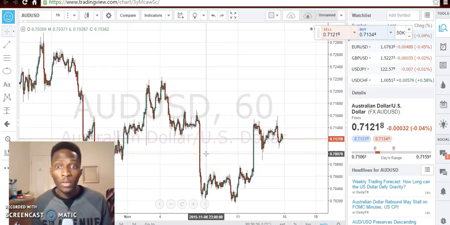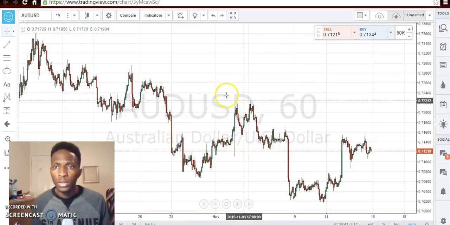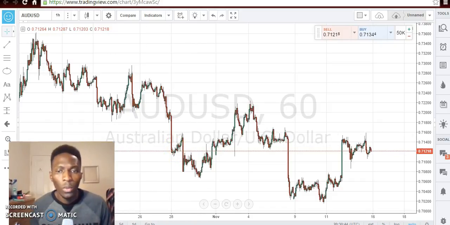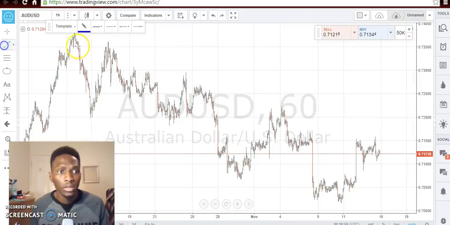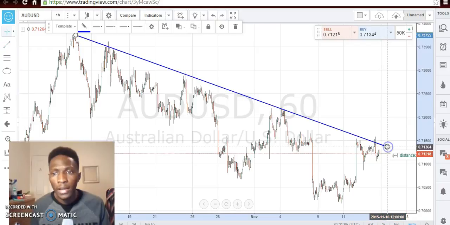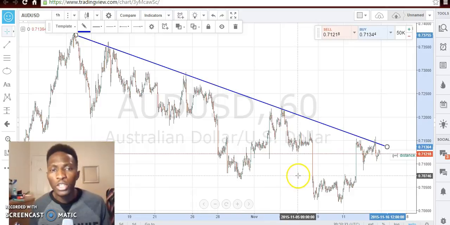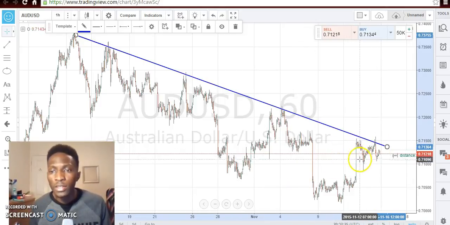So let's head over to the charts, and I'm going to show you guys the technical reasons why I'm shorting this pair. So I'm looking at the Aussie dollar on the 1 hour chart, and the first thing I'm going to do is draw up a trend line. So you can see that we've got a trend line resistance on this pair. Okay, I'm not really a trend line trader, so I'm going to show you guys other technical reasons why this is a valid short opportunity.